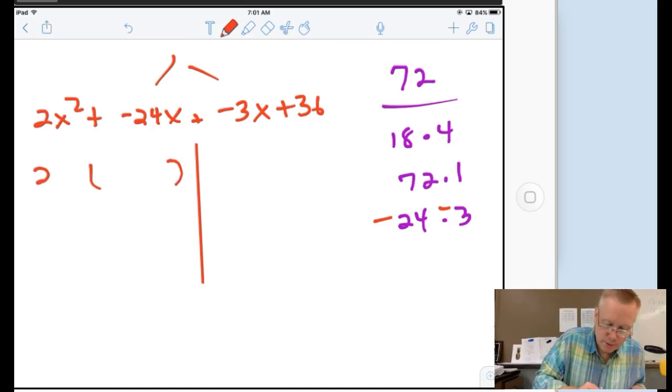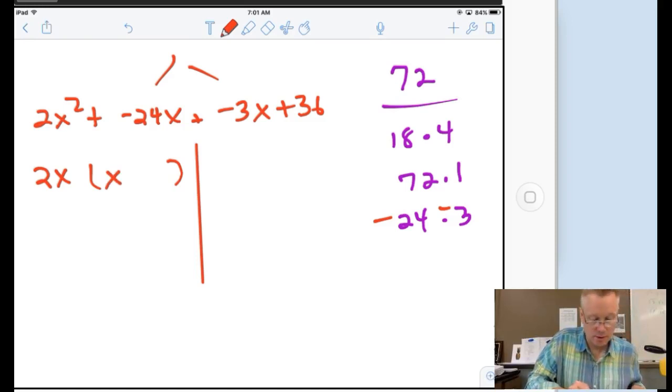I'm going to pull out a 2 and an x out of here. And what's left is x. 2 divided by 2 is 1. X squared divided by x is x. Minus 24 divided by 2 is 12. On the right side, if I pull out a 3, I get x plus 12 and negative x plus 12.